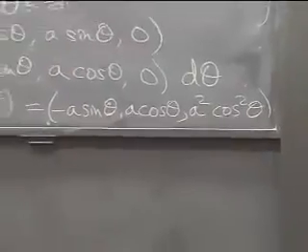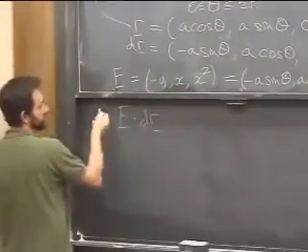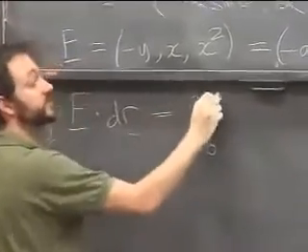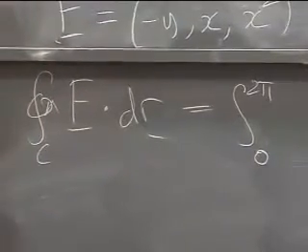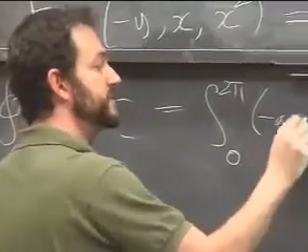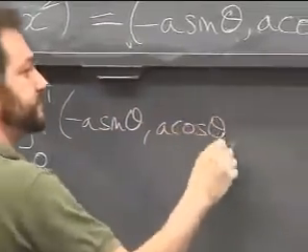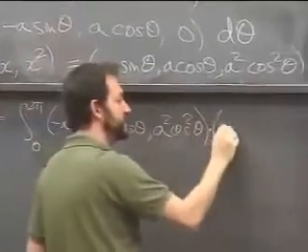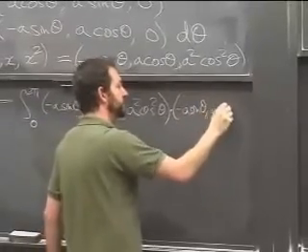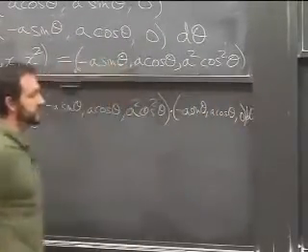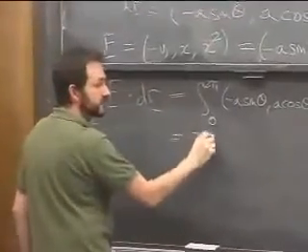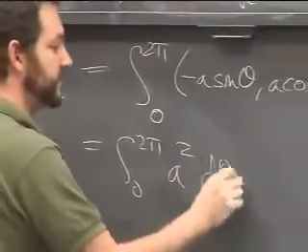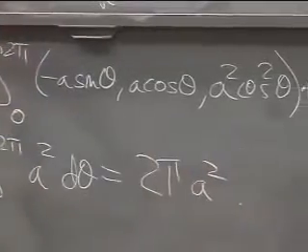And so the integral of F dot dr becomes the integral of the one parameter. Line integrals have one parameter. Surfaces is where you need two. So theta is the parameter. It's this F, minus a sine theta, a cosine theta, a squared cosine squared theta, dot dr, which is minus a sine theta, a cosine theta, 0 d theta. And so you do this dot product, you get a squared sine squared theta plus a squared cosine squared theta. Beautiful. So it's a squared d theta, which is just 2 pi a squared. End of story.